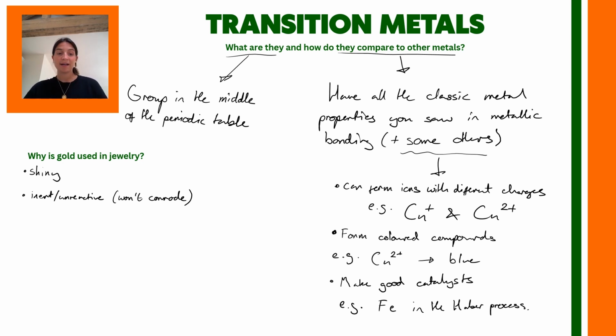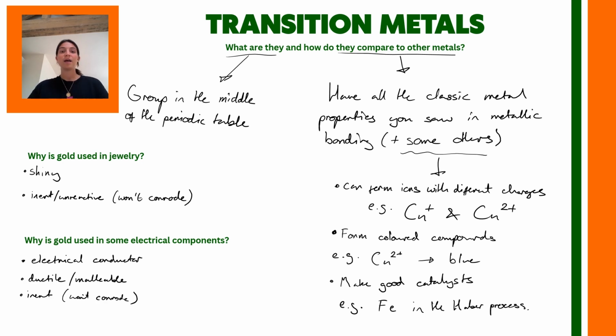And then it being unreactive, or not being able to corrode, is another property that I'm looking for that gold has for my jewelry. And why is it used in some electrical components? Well, what do I want out of an electrical component? I want it to conduct electricity, which it does because it has these delocalized electrons. I probably want it to be ductile or malleable, so it can be stretched into wires or shaped, and because this is metallic bonding, it is. And again, I don't want it to corrode, so I want it to be inert as well.